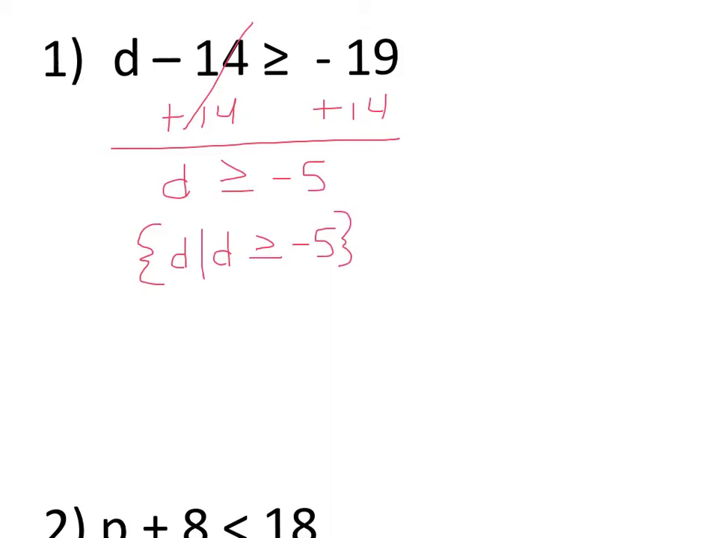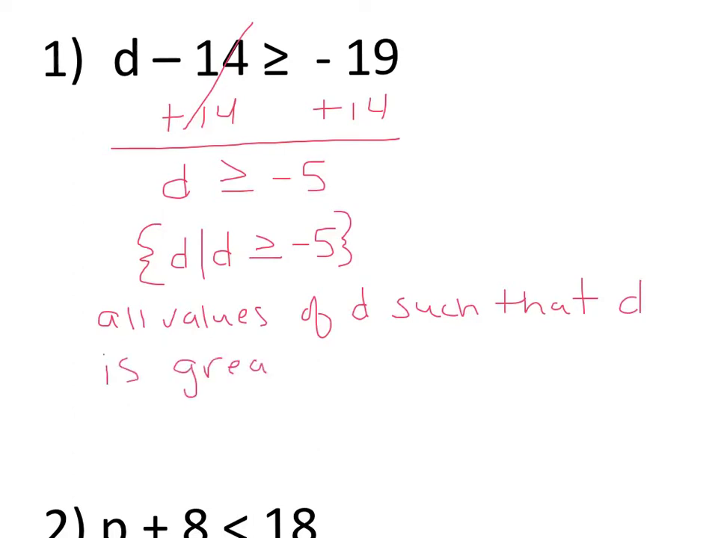And what this means, if you were to say it verbally, is all values of d such that d is greater than or equal to -5. So verbally, that is what this means right here. It's basically telling you, look, we've got lots of answers. As long as it's greater than -5, it's an answer.